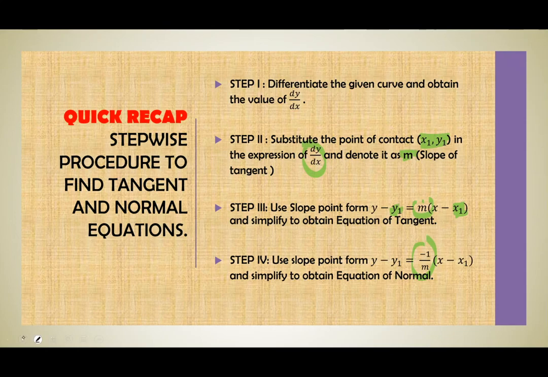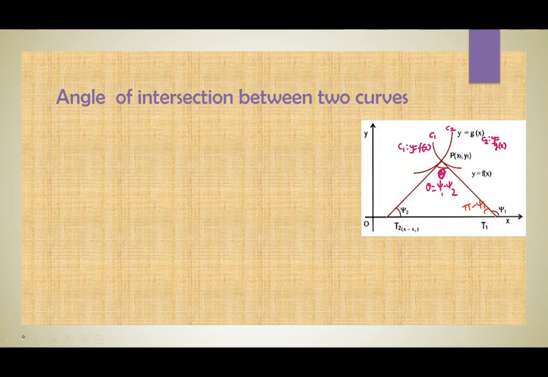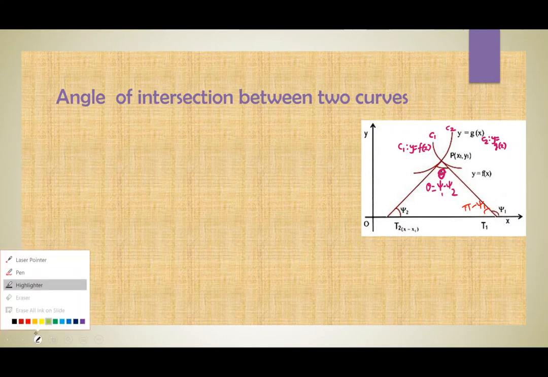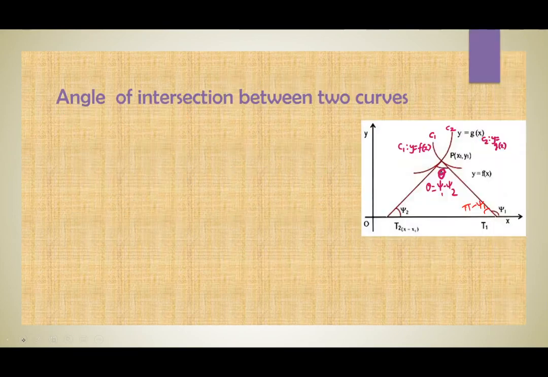Now, let's talk about today's class. Today's class will focus on the angle of intersection between two curves. In order to find the angle of intersection between two curves, you need to find the angle of intersection of tangents to the two curves at the point of intersection. What do I mean by that? Once again, let me repeat. You need to find the angle between the two tangents at the point of intersection. This is nothing but the angle between two curves.